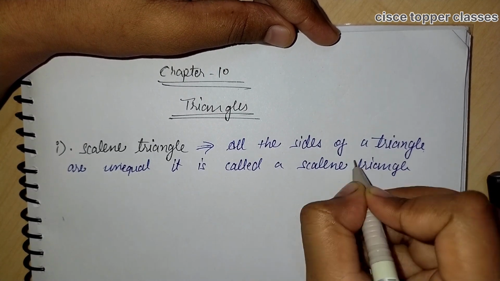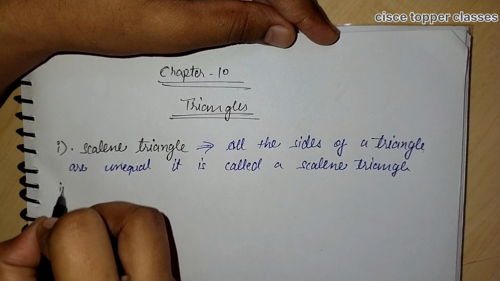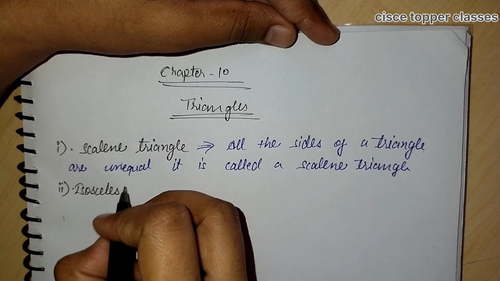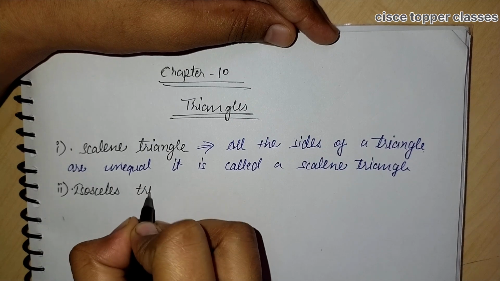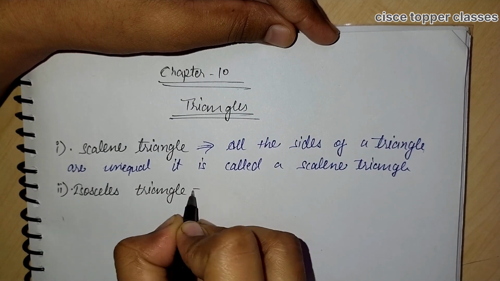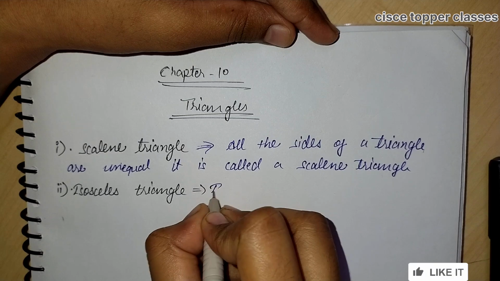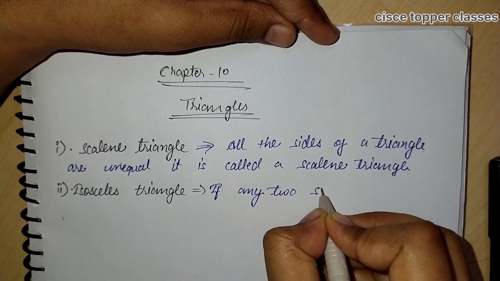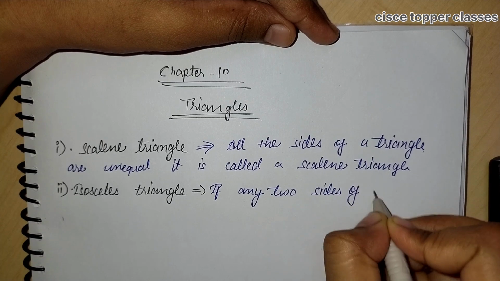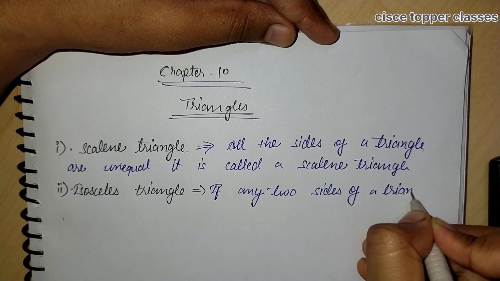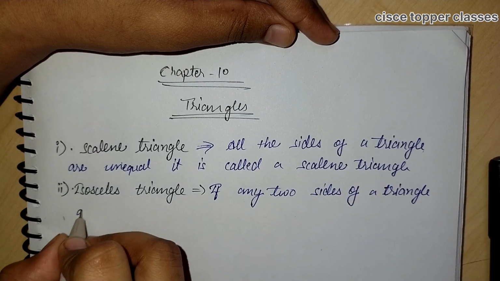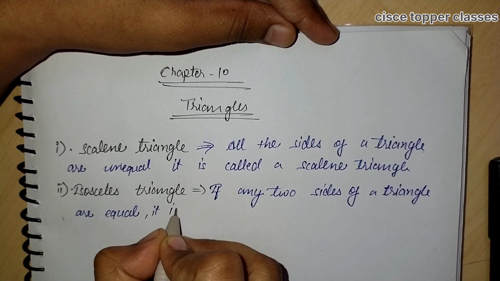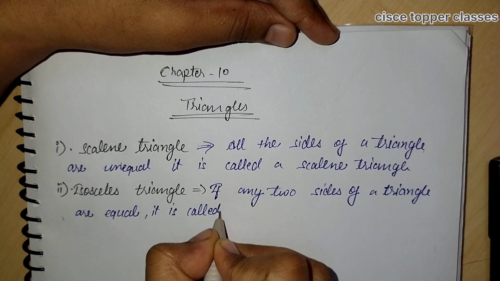The second type of triangle is isosceles, in which two sides of the triangle are equal. So this is an isosceles triangle. If any two sides of our triangle are equal, it is called isosceles.